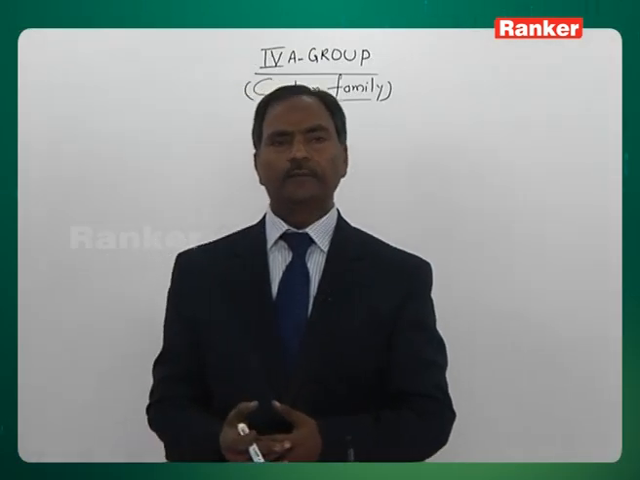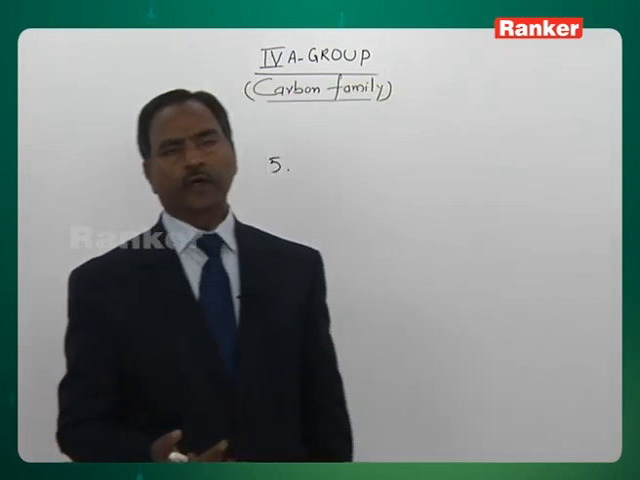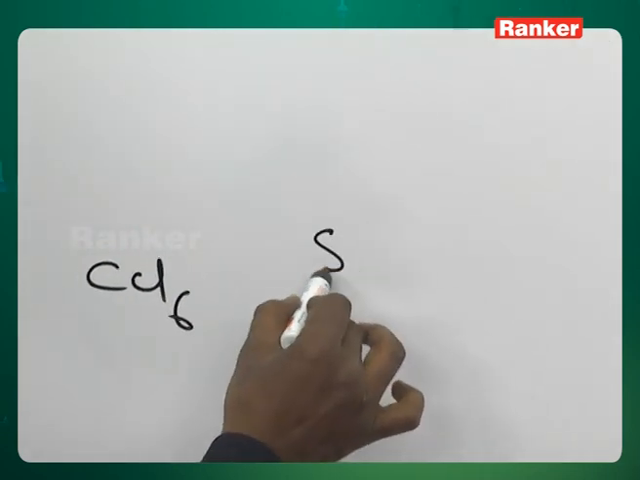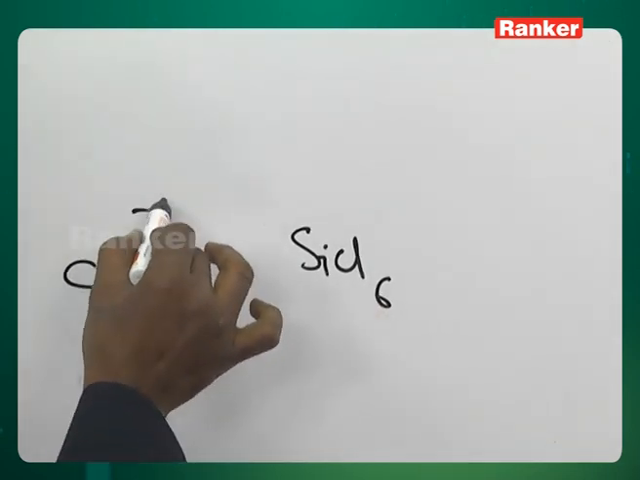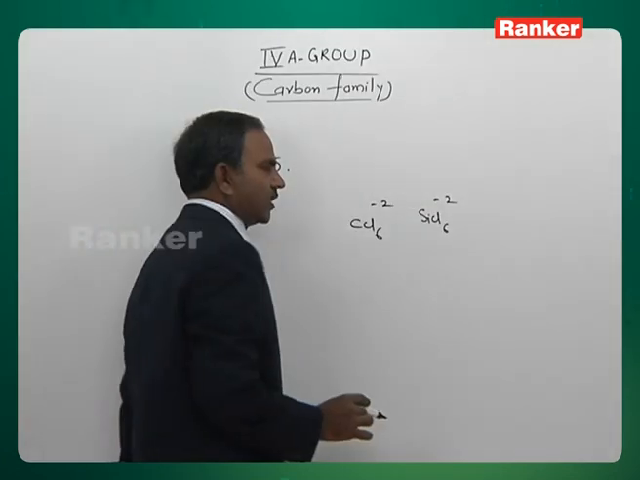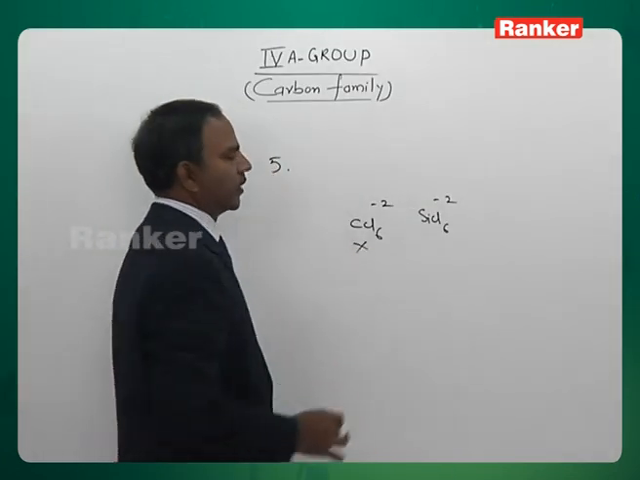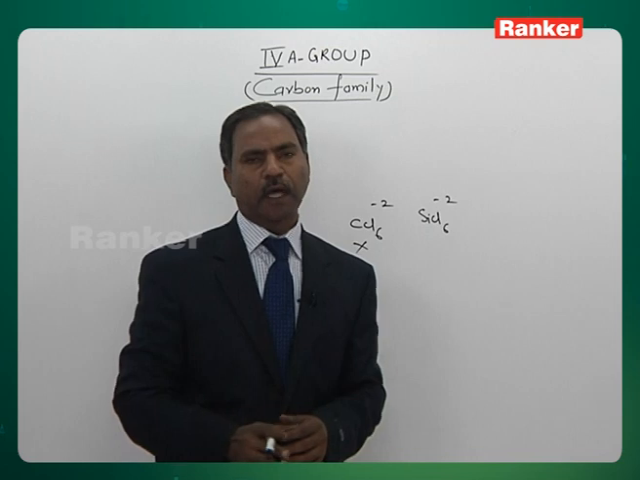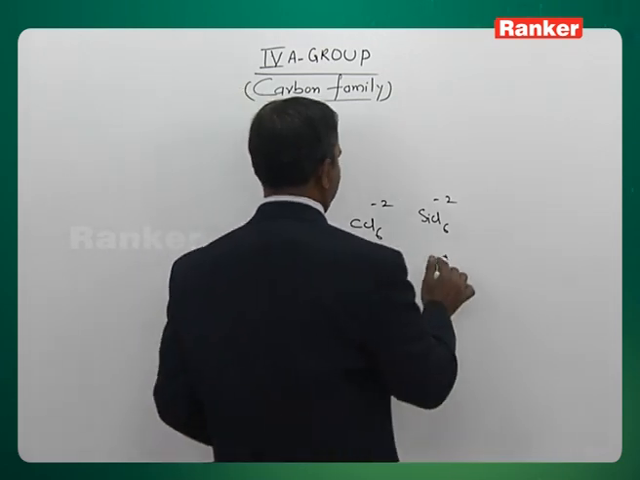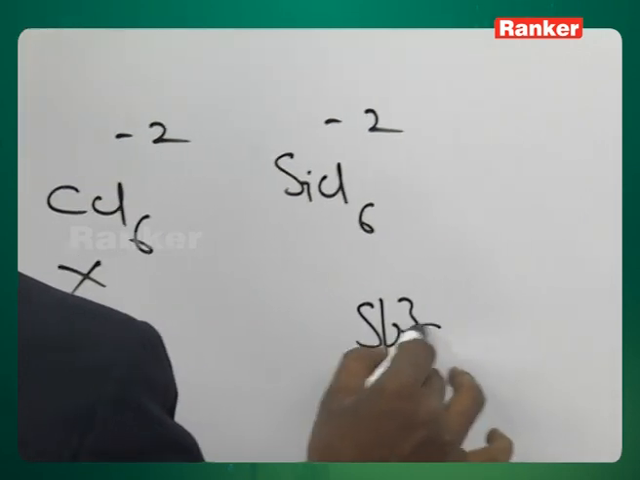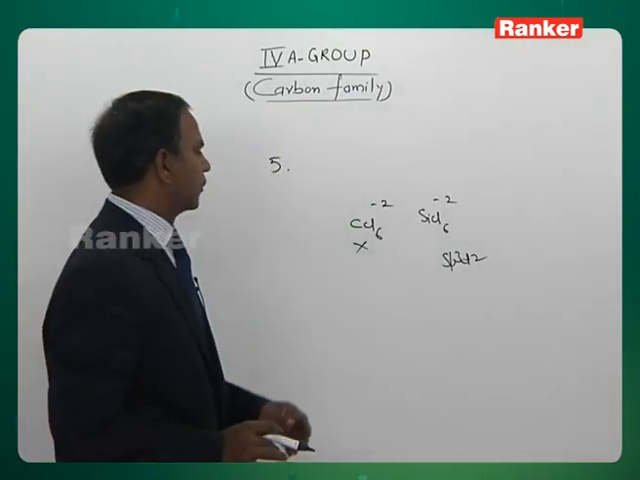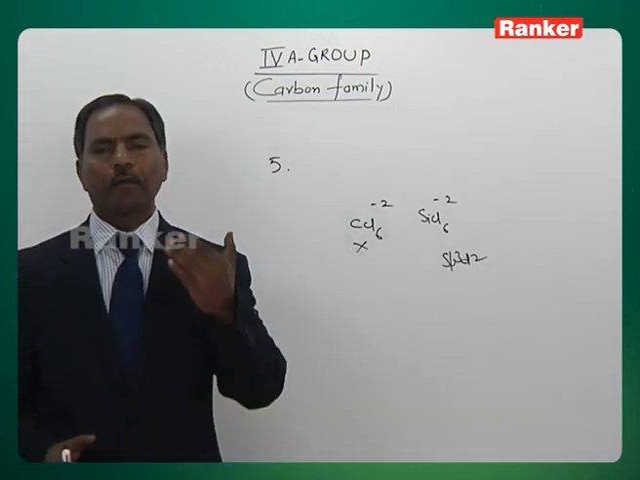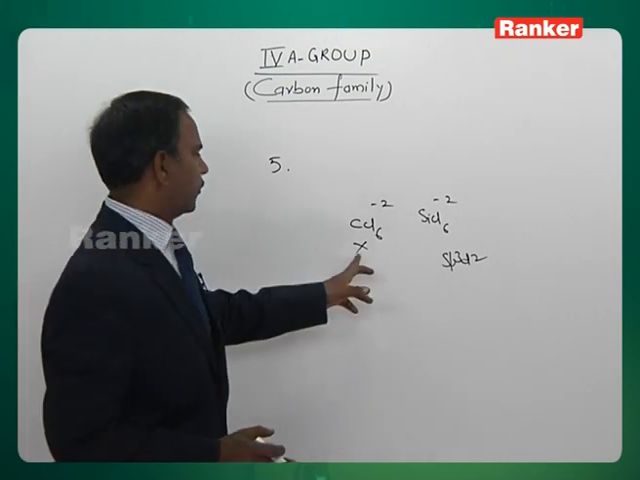Generally, silicon forms coordination number 6, but carbon does not. CCl6 we generally won't find, but SiCl6 2- is there. If you talk about coordination number 6, there should be sp3d2 hybridization. If the carbon atom is not carrying vacant d orbitals, then it cannot form a compound with coordination number 6. Therefore, CCl6 doesn't exist.